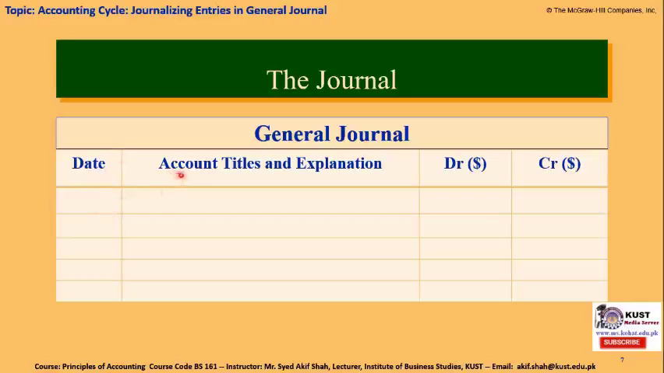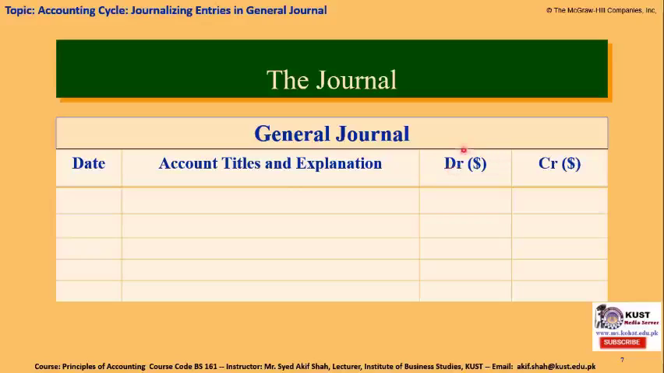The middle one starts with account titles and explanation. We have to mention the relevant accounts that are going to debit and credit. Along with that, just beneath that entry, we have to give a short narration that will explain what is actually happening or what has actually happened in this event.